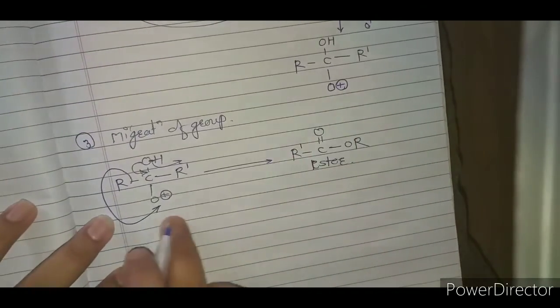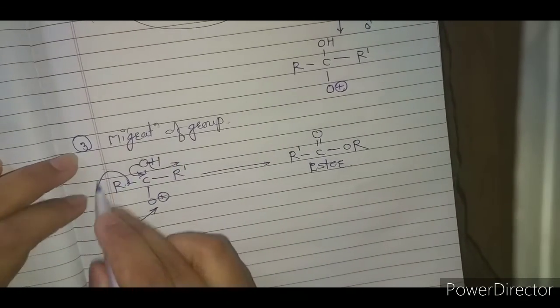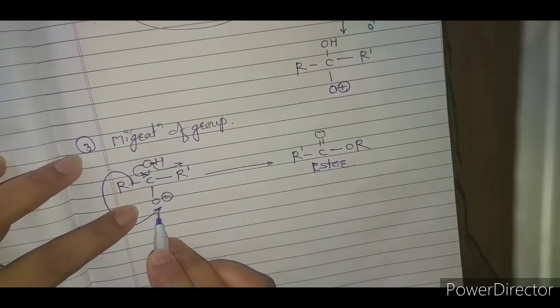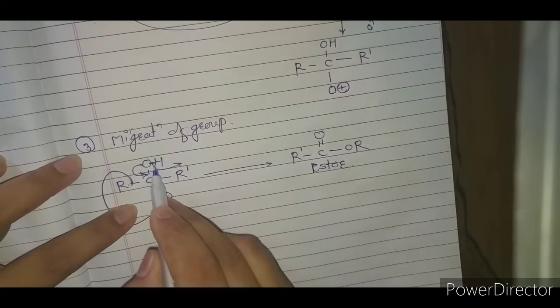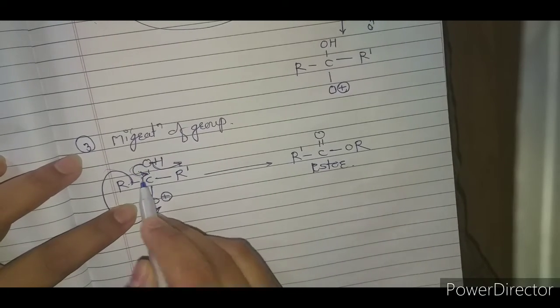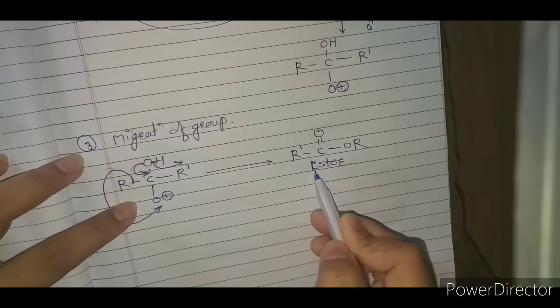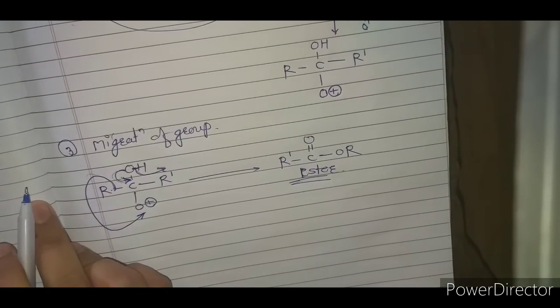In last step what happens? The migration of group takes place. So this alkyl group migrates towards the electron deficient oxygen and simultaneously this proton is removed and this electron transfers here and finally forms the ester. It is your Baeyer-Villiger reaction.